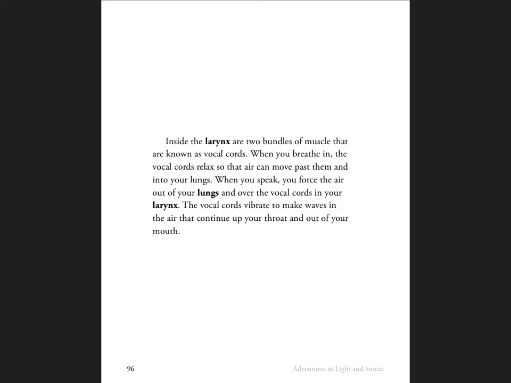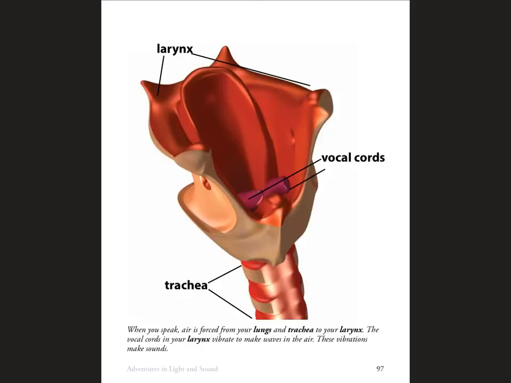When you speak, you force the air out of your lungs and over the vocal cords in your larynx. The vocal cords vibrate to make waves in the air that continue up your throat and out of your mouth. When you speak, air is forced from your lungs and trachea to your larynx. The vocal cords in your larynx vibrate to make waves in the air. These vibrations make sounds.